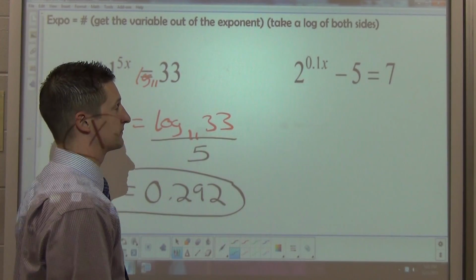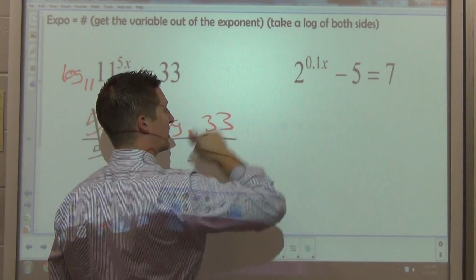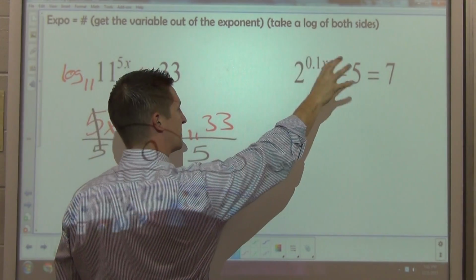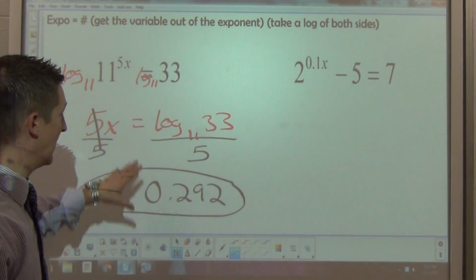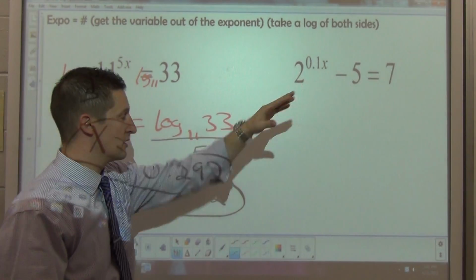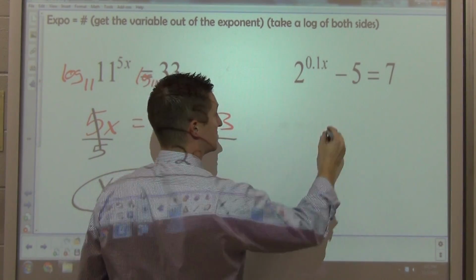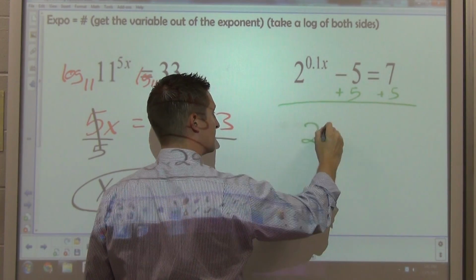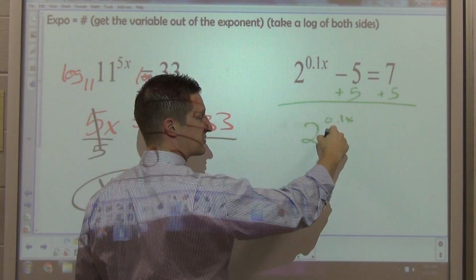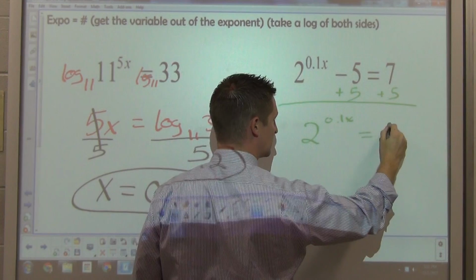Now to do another one. As I try to get x out of the exponent, I see a power, but then I see some other stuff. Well, I need to get the power part of it by itself before I do the logarithm step. So here, my first step would be to add 5 to both sides. So now I have 2 raised to the 0.1x is equal to 12.